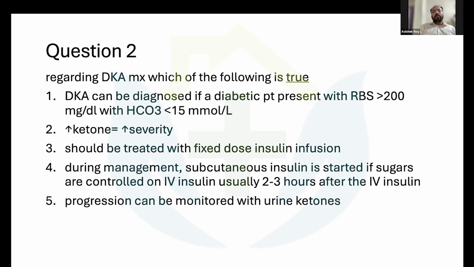Now a few questions, just quickly going through them. Regarding DKA management of the patient, which of the following is true? Statement 1: DKA can be diagnosed in a diabetic patient who presents with RBS of more than 200 and bicarbonate less than 15. Then you have to tell whether each is true or false. Increased ketones means increased severity. It should be treated with a fixed dose insulin infusion. During management, subcutaneous insulin is started if the sugars are controlled on IV insulin, usually 2 to 3 hours after the IV insulin, and the progression of DKA during management can be monitored by urine ketones.